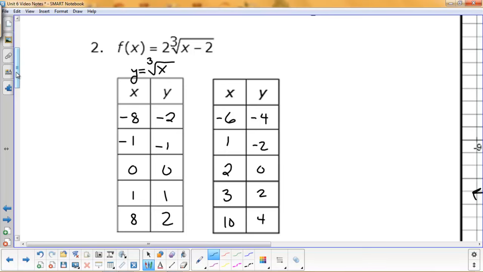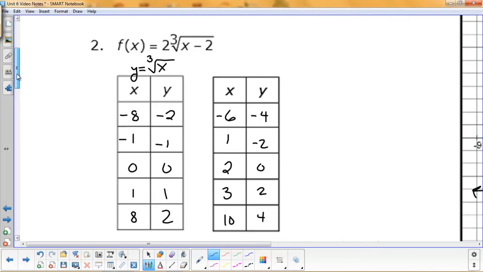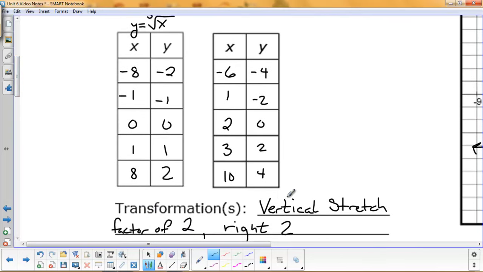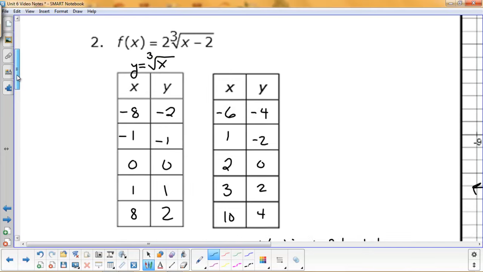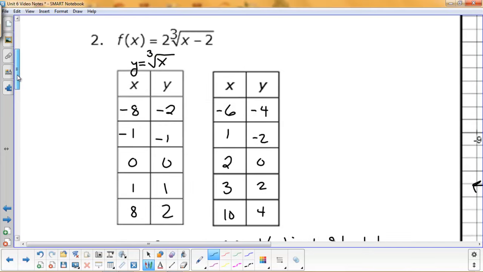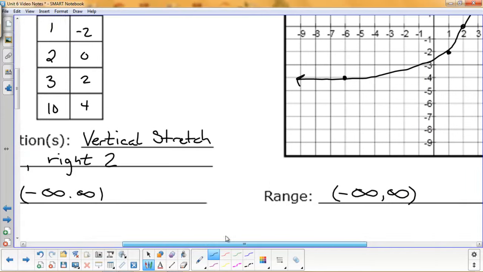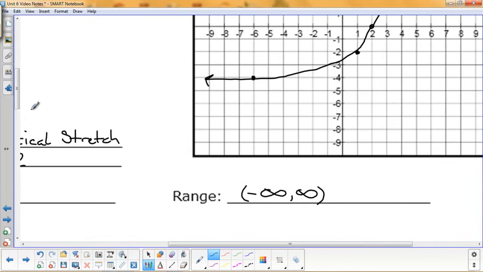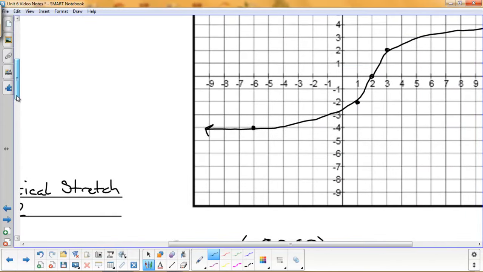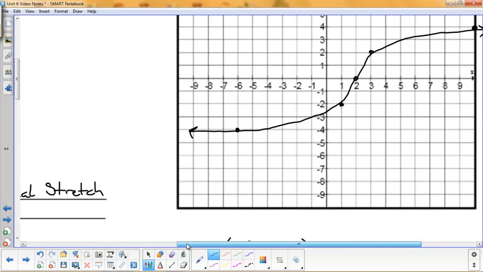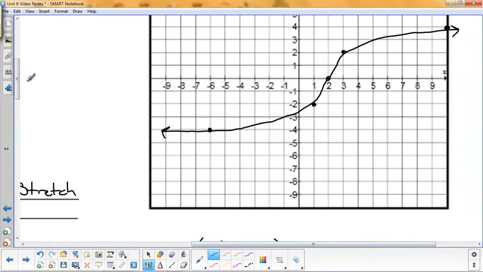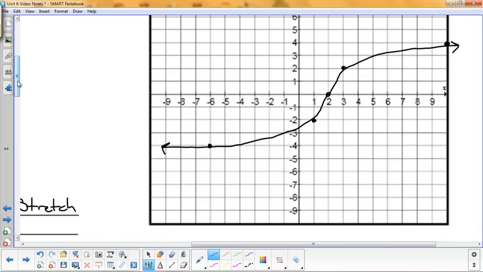Using your quick write from before, you should be able to quickly identify that there are 2 transformations. The first one was a vertical stretch by a factor of 2, and the second one was a movement to the right 2 units. From there, you can create a domain and range, or create a graph first, and then from there make the domain and range. But because there's no restriction, that's why you're going to get this function here.